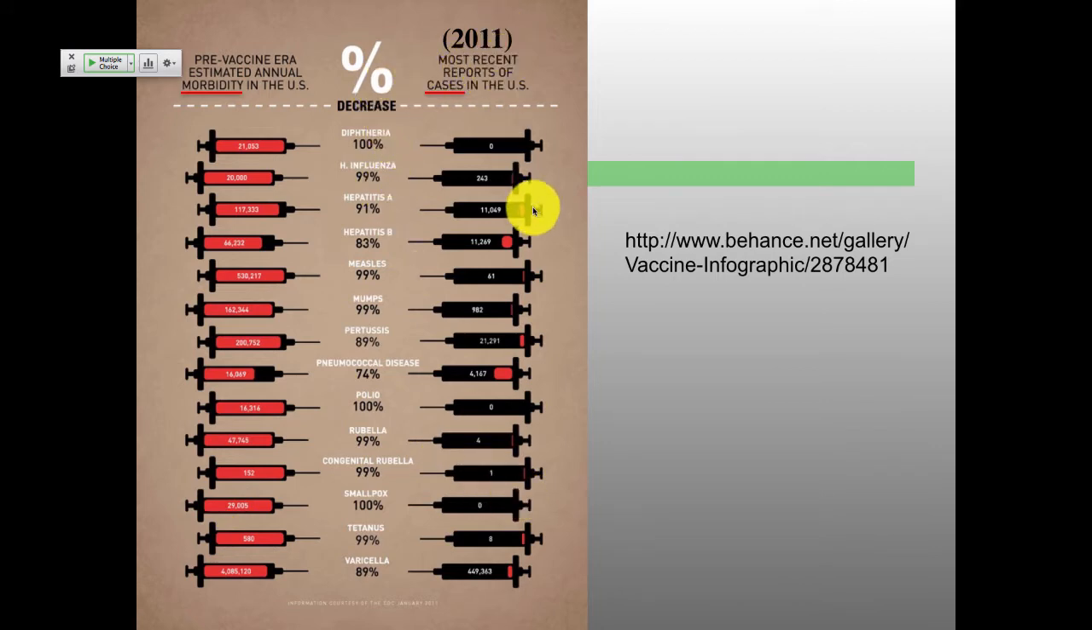Unfortunately, this is 2011. I'm afraid some of these red bars may be actually getting a little bit bigger, which is rather frightening. You know, here's 61 cases of measles. I think there have been 61 cases of measles this year already. So take-home message, vaccinate, vaccinate, vaccinate.